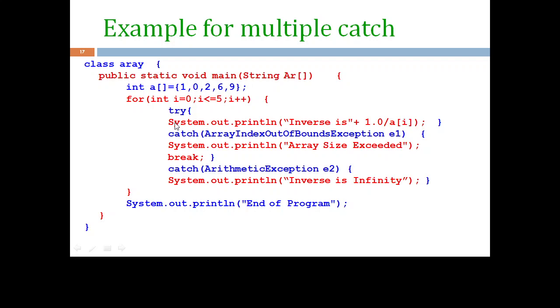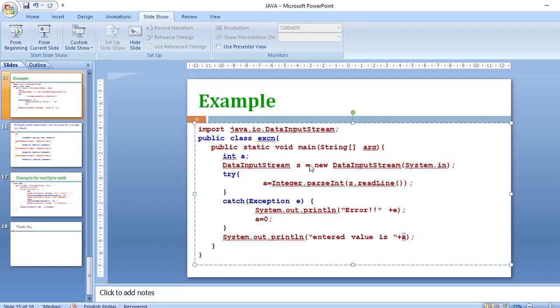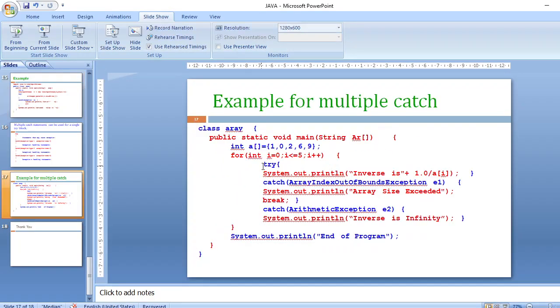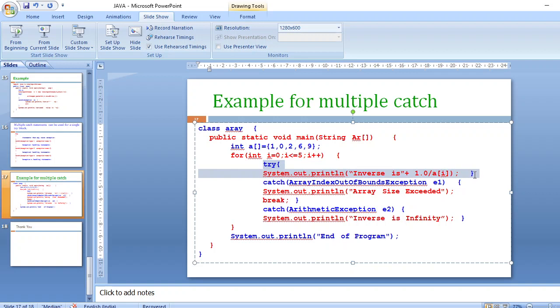So both exceptions we have written here. First, we write the try block. Second, we write a catch block for ArrayIndexOutOfBoundsException. One more catch block for ArithmeticException, for when the inverse of infinity could not be calculated. Okay.